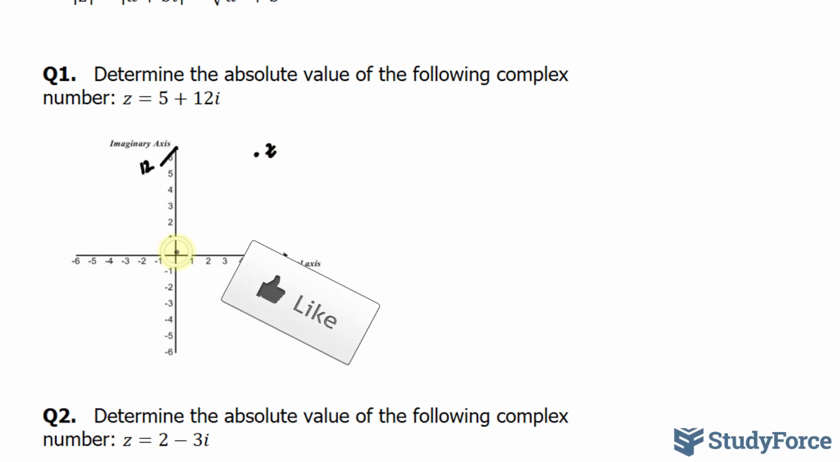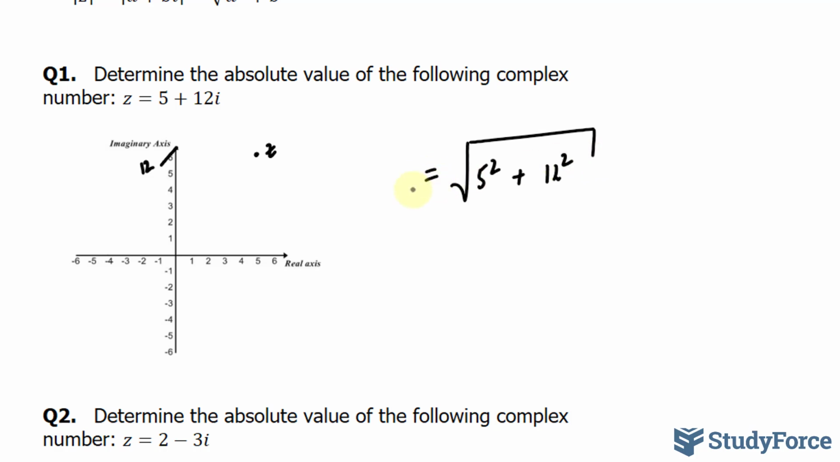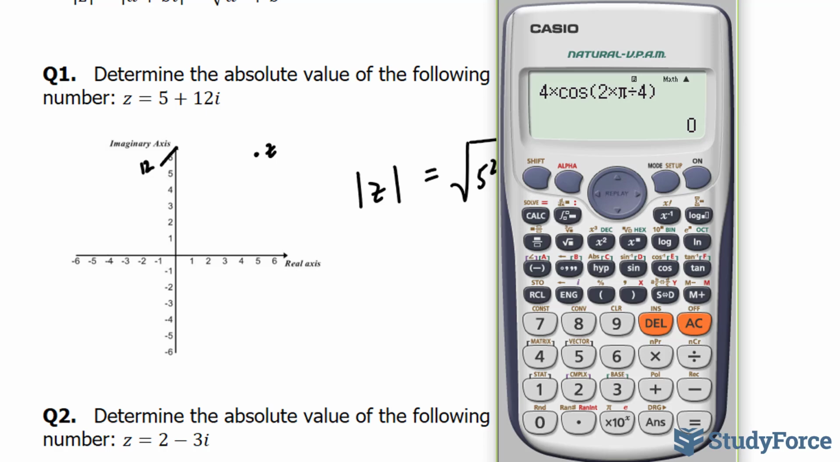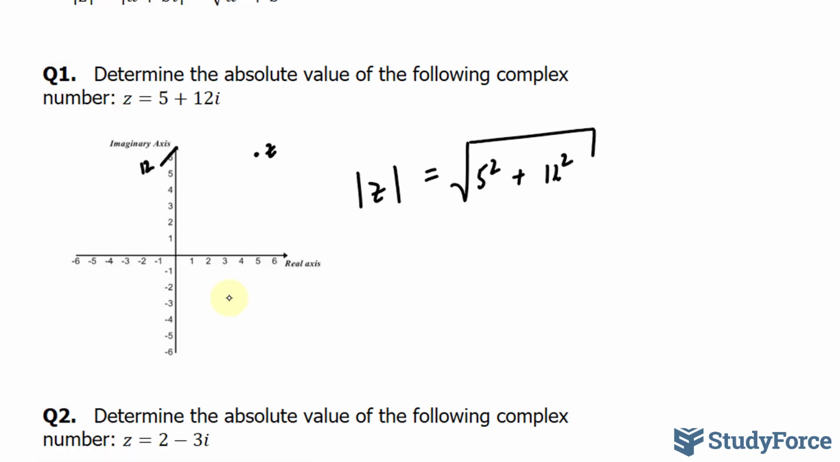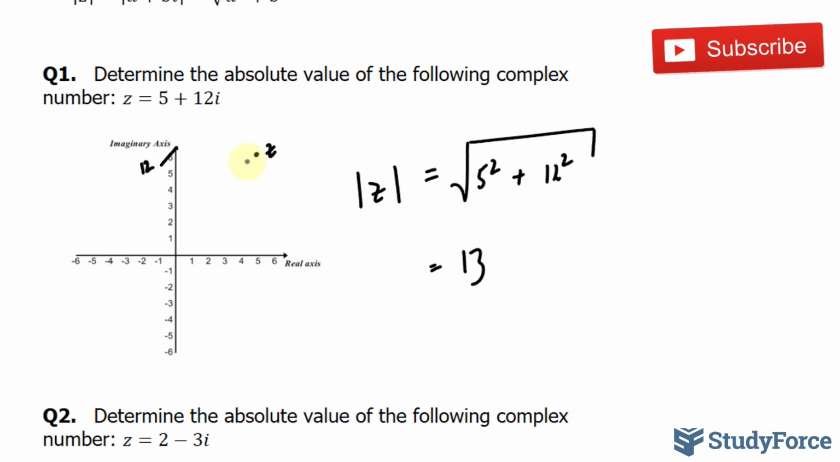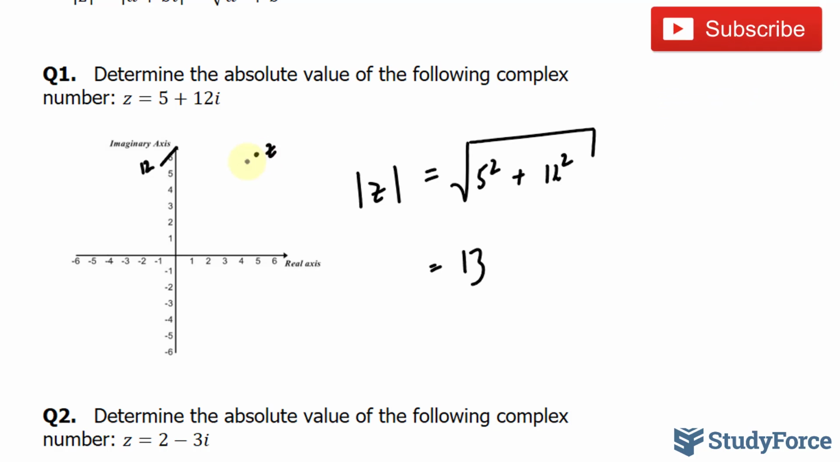Now, if I want to find the distance from the origin to this point, I'll take 5, square it, plus 12 squared. The square root of this should give us the absolute value. The square root of 25 plus 144 is equal to 13. Therefore, the distance from the origin to z is exactly 13.